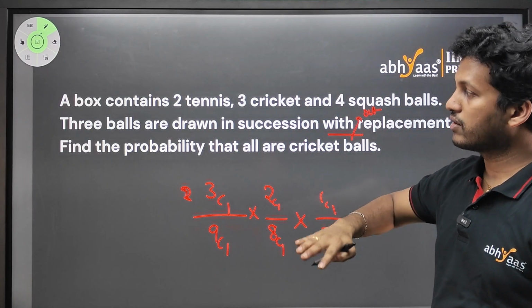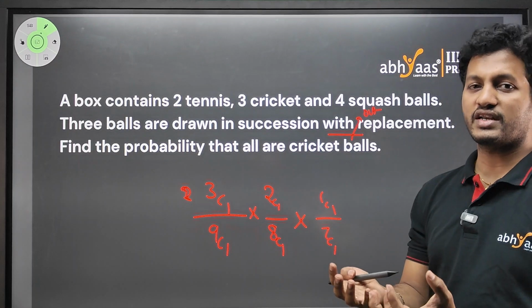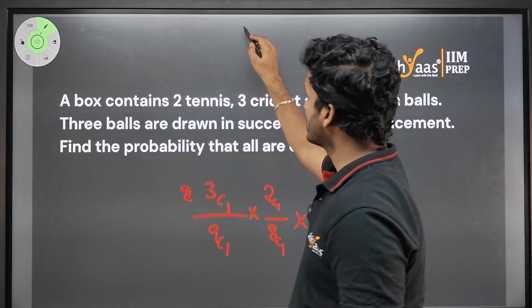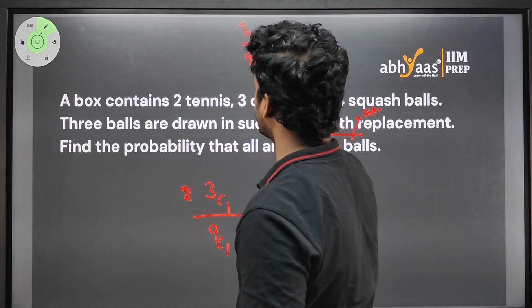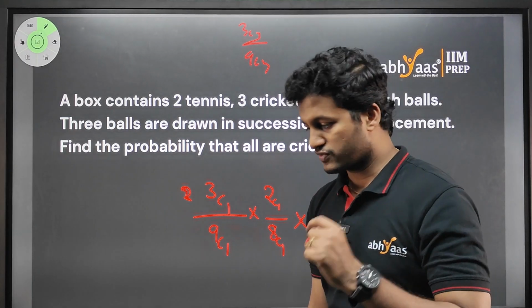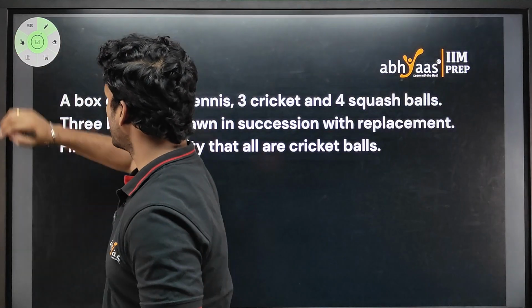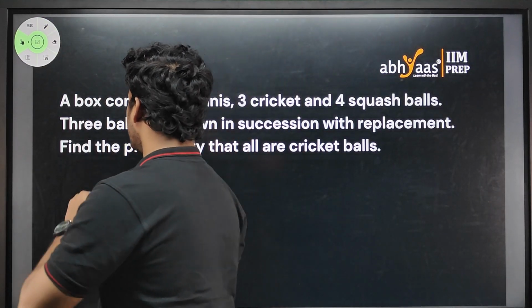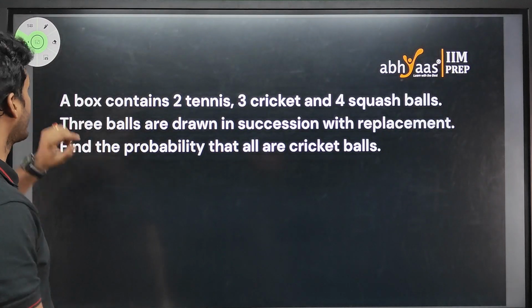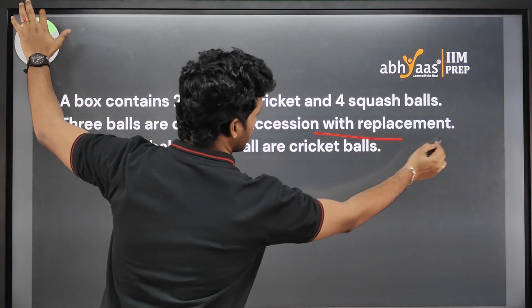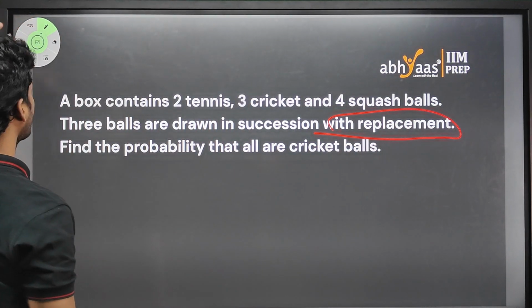Whenever they say all 3 balls are taken at a time, I can say it is 3C3 divided by 9C3. Okay, that is for that. So this is the way to solve these problems. So we have to be very aware of this word, with replacement or without replacement.